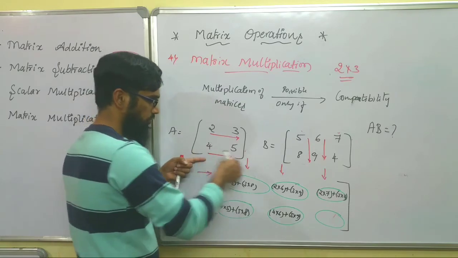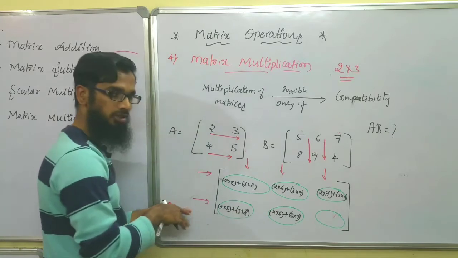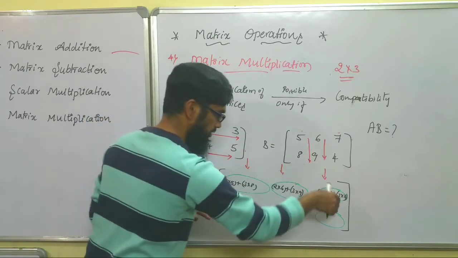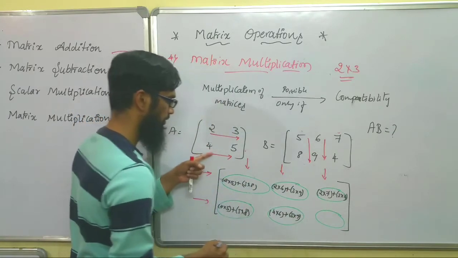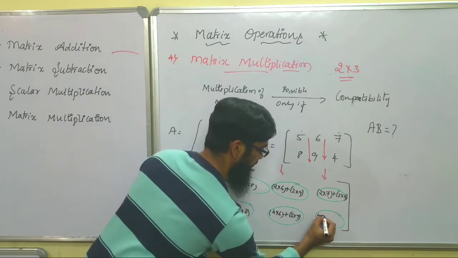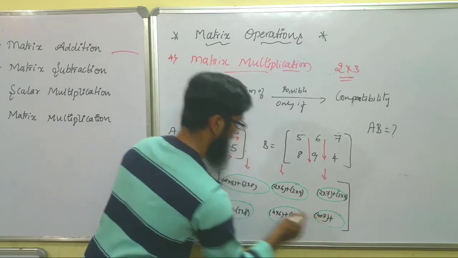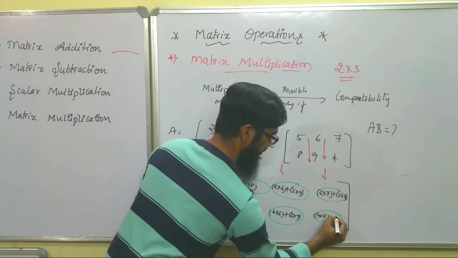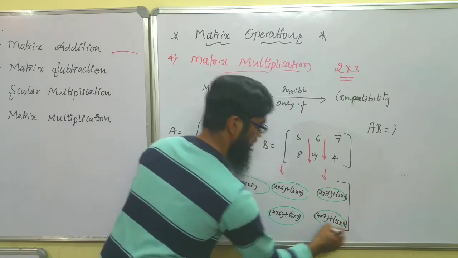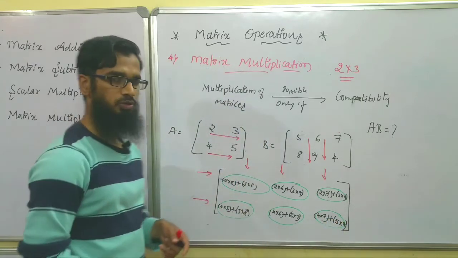Again, second row, third column of the final matrix. In this position we have to take 4 into 7 plus 5 into 4. Now this is simple, this is how we have to multiply.